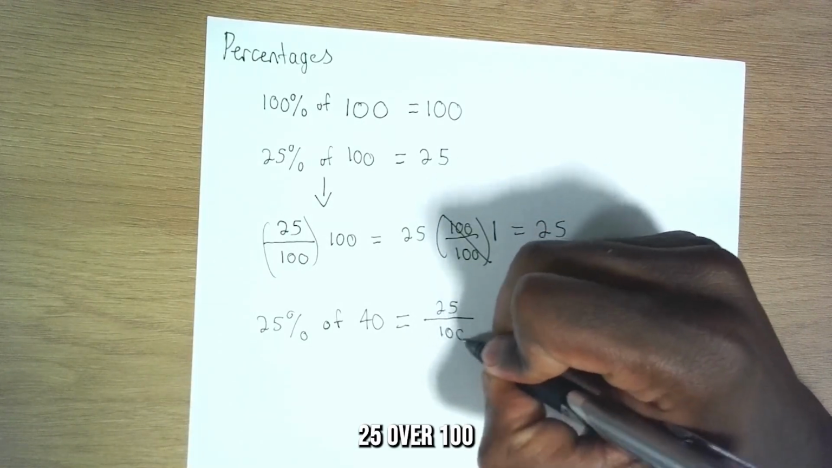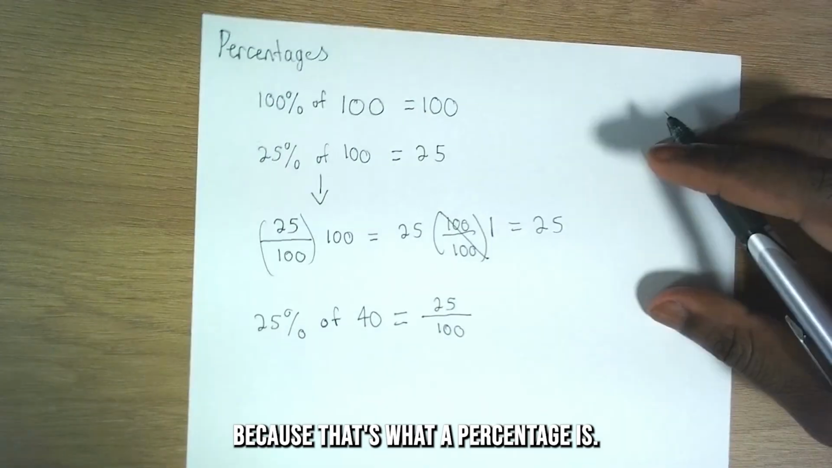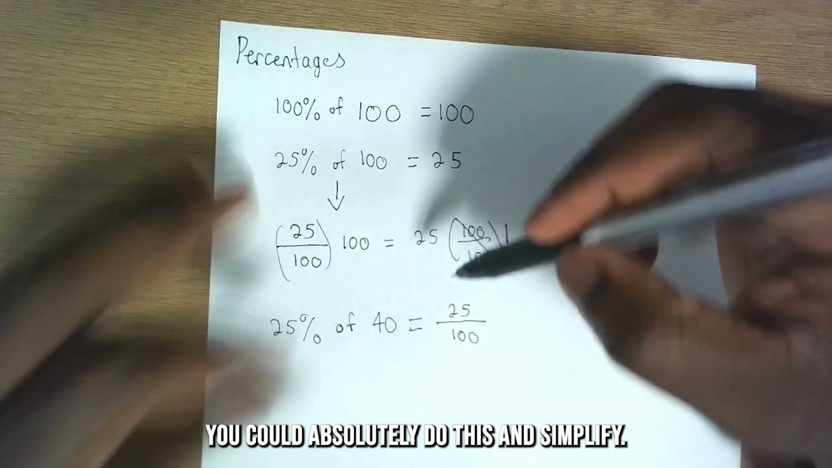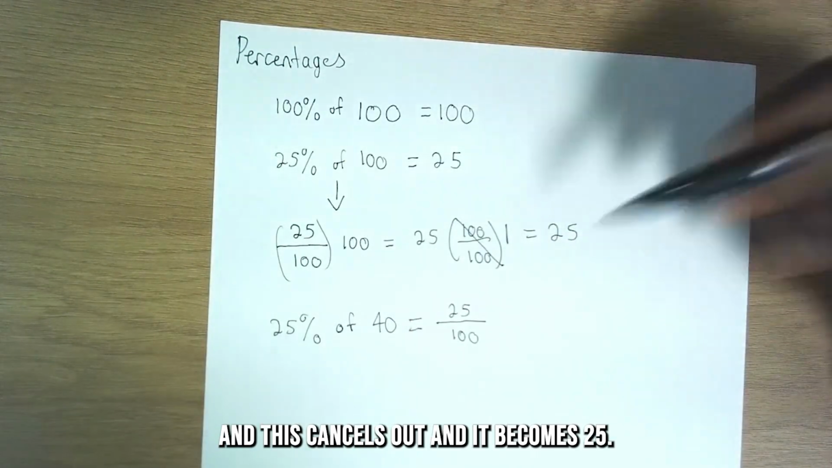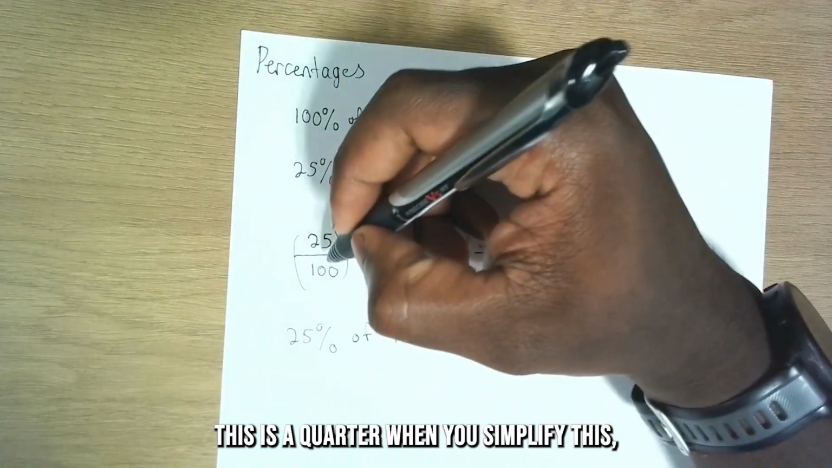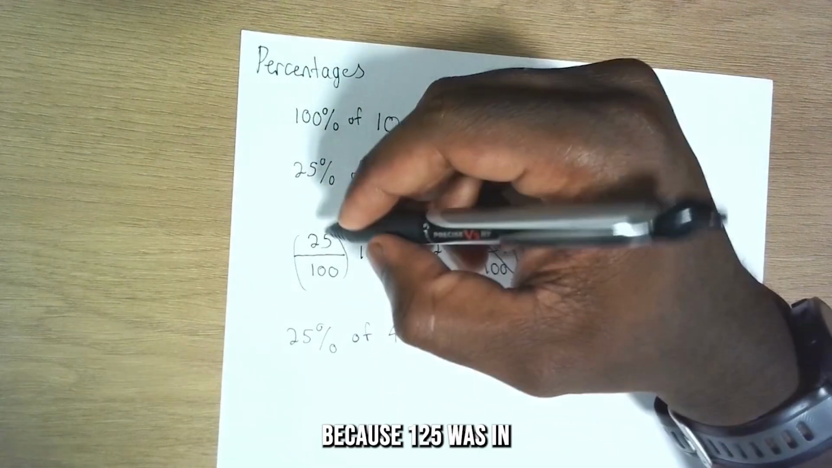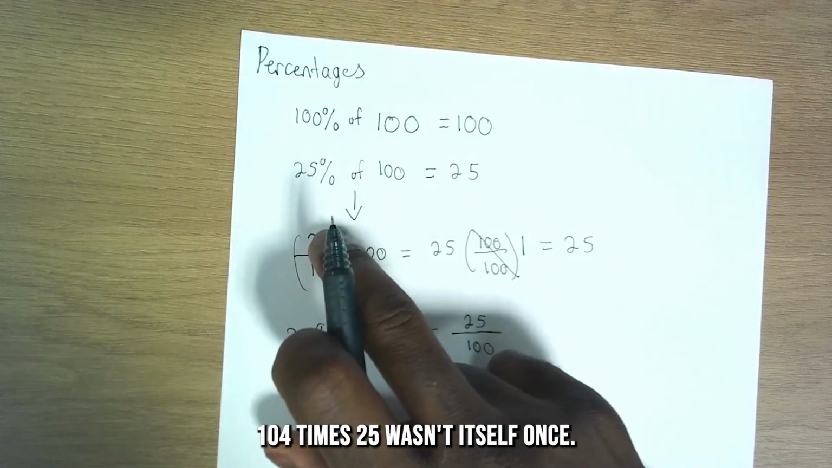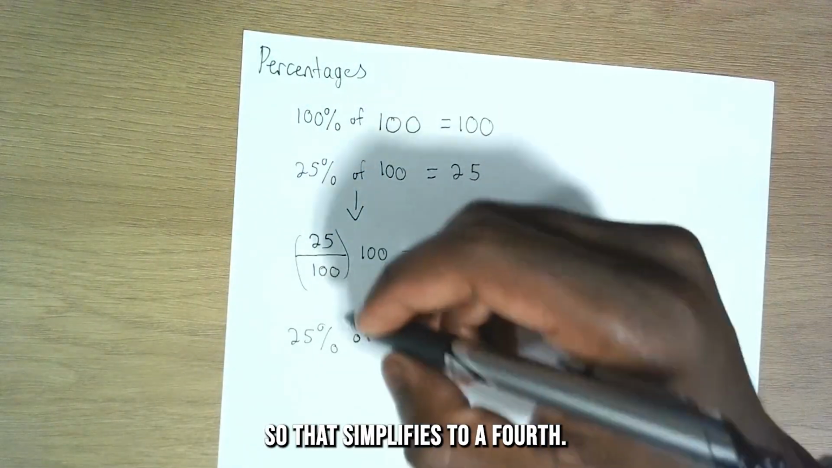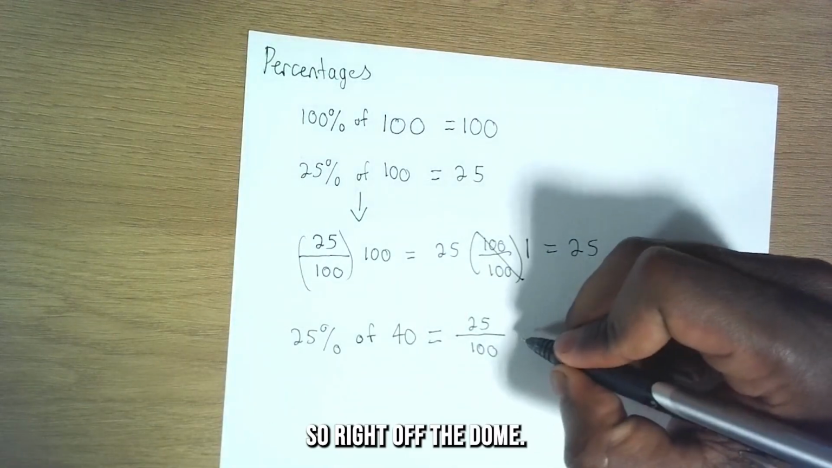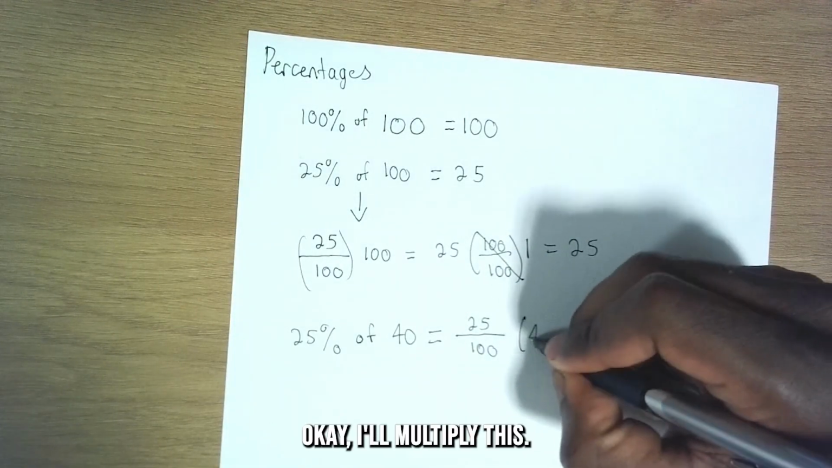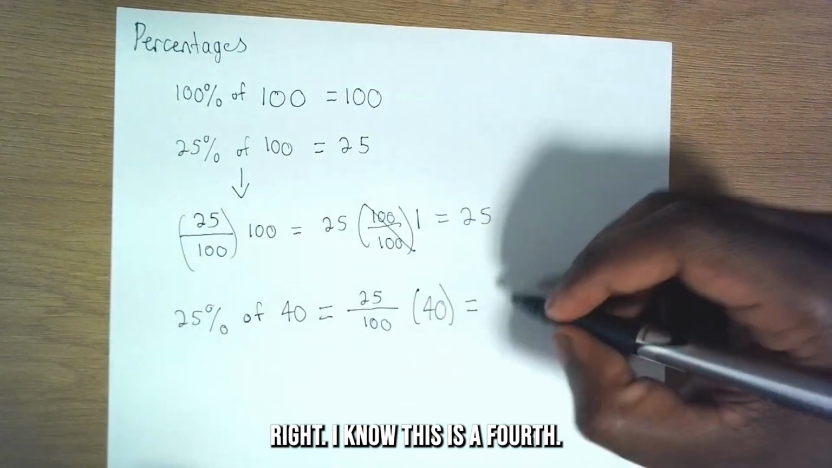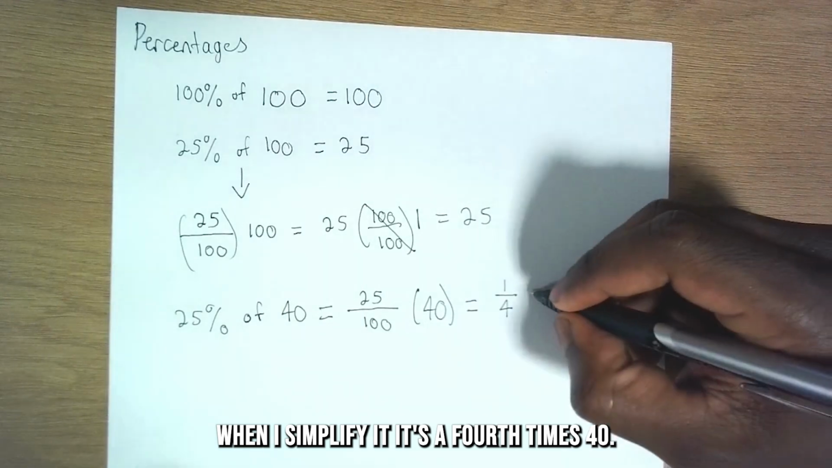Well, 25 over 100, because that's what a percentage is. Oh, and by the way, I probably should have led with this too. You could absolutely do this and simplify. This is a quarter when you simplify, because 25 goes into 100 4 times, and 25 goes into itself once. So that simplifies to a fourth. In this next line, I know this is a fourth when I simplify it. It's a fourth times 40.